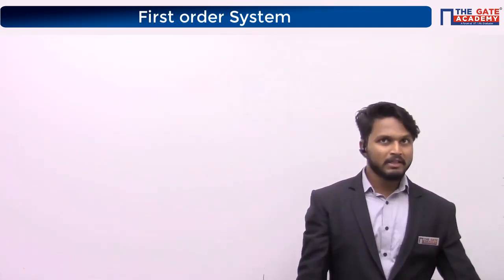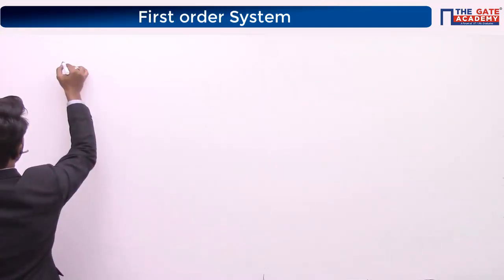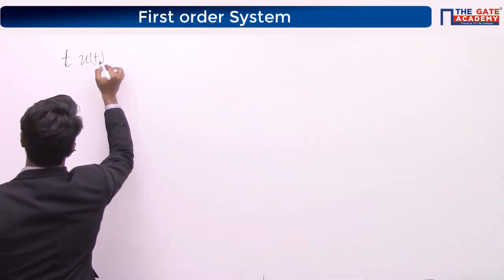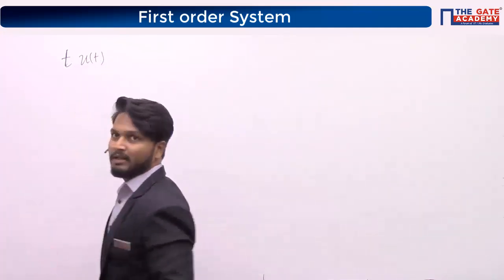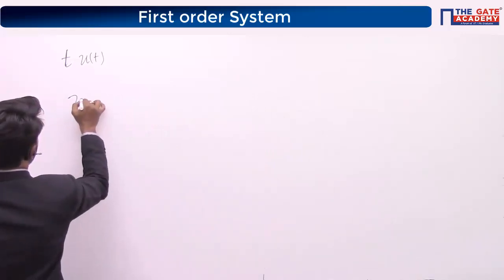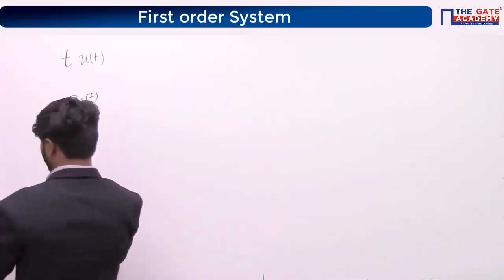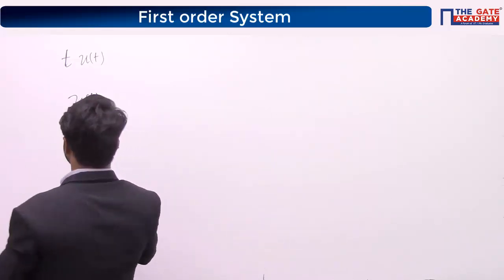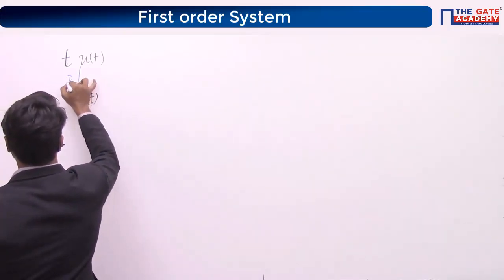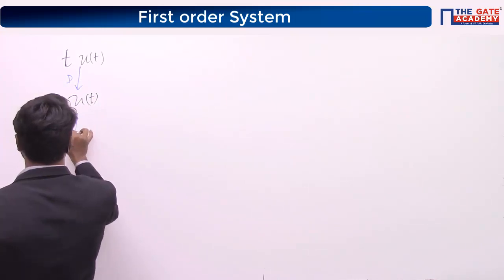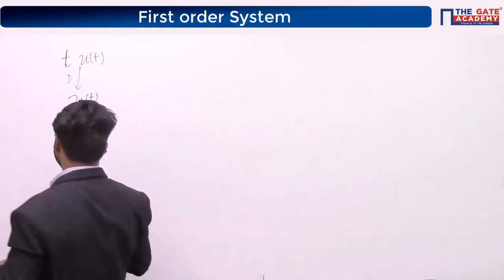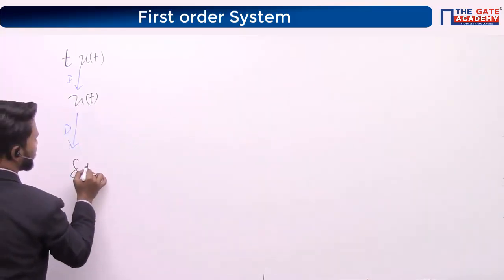So let us look at various responses we got. So what is ramp? T times u of t. This is nothing but ramp, right? So if we differentiate ramp, what do we get? Step. We'll get u of t, right? So if I'm differentiating this, I'm indicating with this blue mark, right? If we differentiate step, what do we get? We'll get impulse, that is del of t.